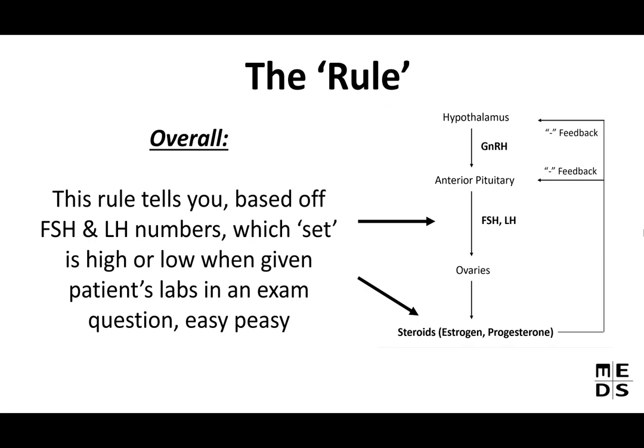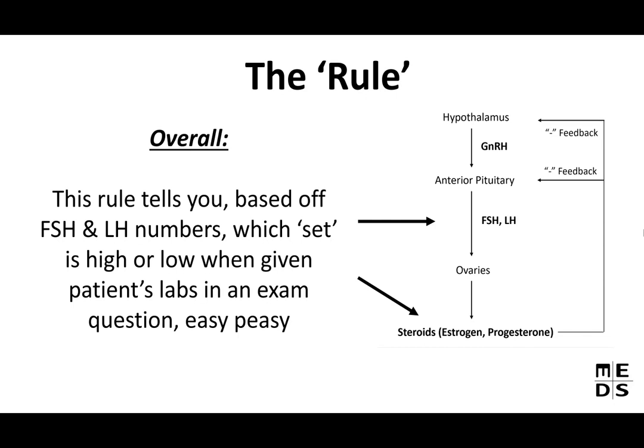Overall, like I said, I know I'm beating this to death. This rule tells you, based off FSH and LH numbers, which set is going to be high or low when given a patient's labs and exam. It should make it fairly simple and straightforward: if one is high, you have to intuitively think the other can be low. So just remember high to low to high. If you remember that order, and you remember that FSH and LH pertain to the first word and the steroids pertain to the second word, then you'll be able to figure out where you are in the menstrual cycle, or which one's going to be high and which one's going to be low.